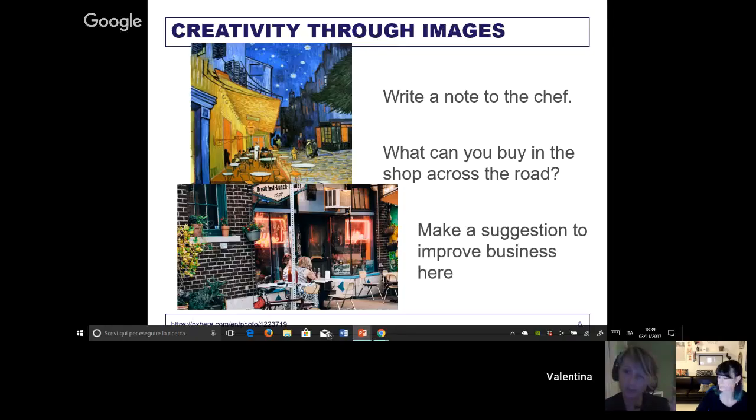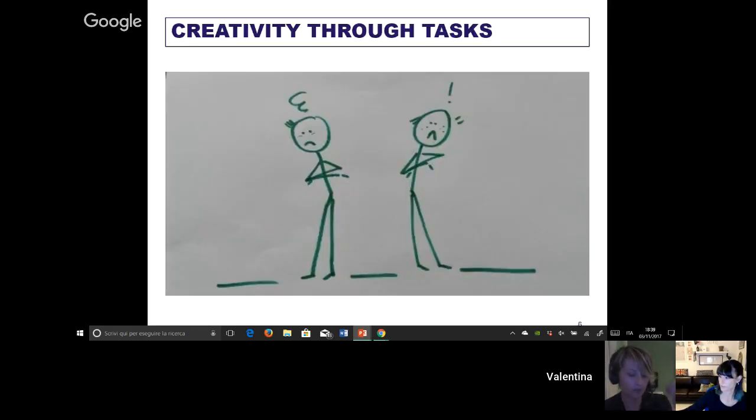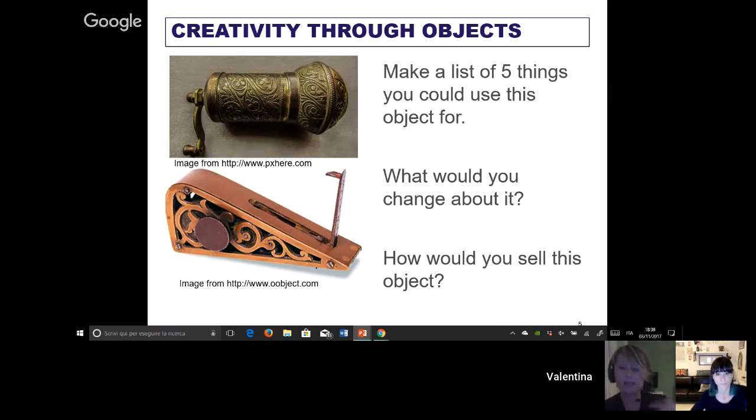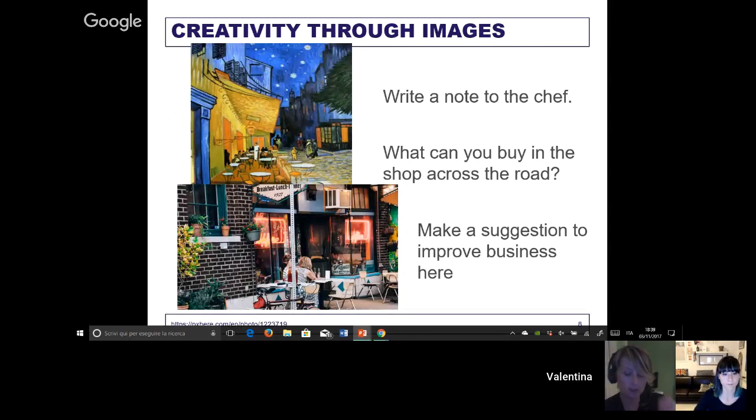Another really nice thing, and this is going a little bit back to the objects before, is about selling the objects. Yes, how would you sell the objects? There's a nice one here for these images in particular, which is make a suggestion to improve business. See that last one there? Make a suggestion to improve business here. Because there's not a lot of people in these bars and these cafes. Why not? What do you think you could add to this? In the area where you live, or in the area where we go to school, find a business you think could be improved. You would improve it.